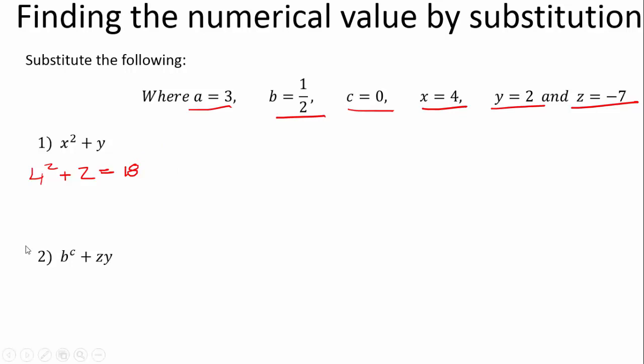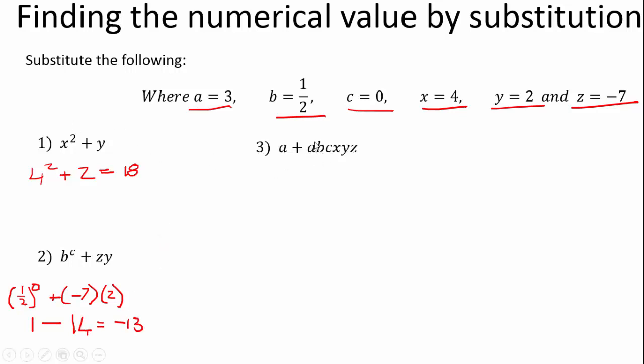B to the power of c plus z times y. B is a half, to the power of c, we're going to put that in brackets, to the power of 0. Plus z, which is negative 7, we're going to put it in brackets, times the y, which is 2. Anything to the power of 0 is 1, minus, because there's a plus times a minus, 14. And that's going to equal negative 13.